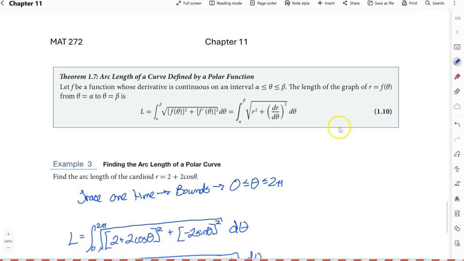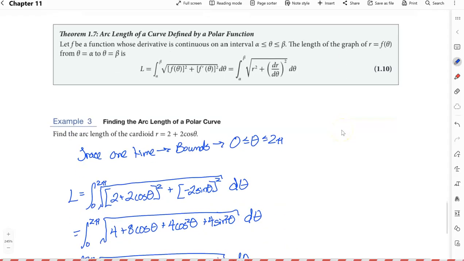The last problem we're going to do is going to be in terms of arc length. We're going to let f be a function whose derivative is continuous on the interval from alpha to beta, and the length of the graph from theta equals alpha to theta equals beta is equal to the integral from a to b of the square root of f of theta quantity squared plus f prime of theta quantity squared. So let's look at an example. Let's say we want to find the arc length of the cardioid r equals 2 plus 2 cosine theta.